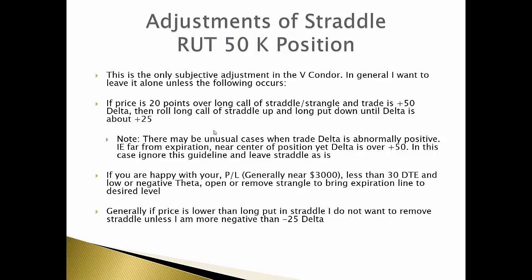So we're going to go over a couple of situations here, and we'll show you how we make judgments on that. I have a note here that there may be unusual cases where the trade delta is abnormally positive. For example, if we're far from expiration, we're near the center of the position, yet the delta is crazy positive. In this case, we're just going to ignore the positive 50 delta guideline until we get back closer to the actual puts. This sometimes happens depending on how the options pricing skew is.